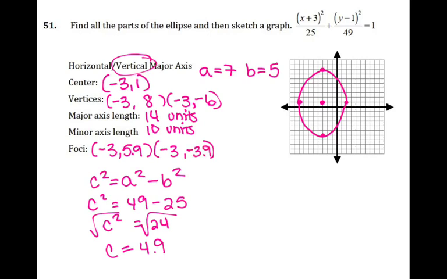Okie dokie. So let's graph it. There's one of my foci. And here's the other one. And there is the graph of your ellipse.